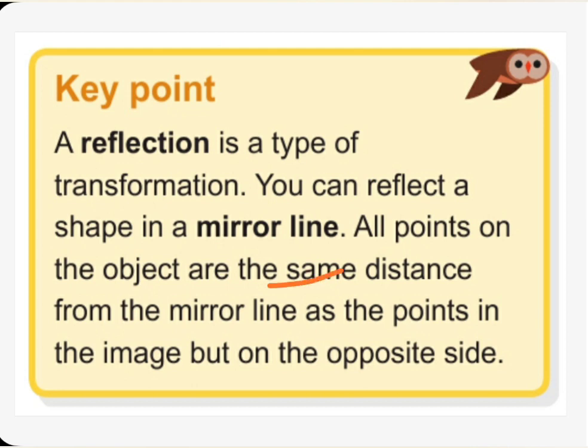If you have a mirror line and you know where the mirror line is, you're going to measure the distance between the points of the object and then draw the image at the same distance from the mirror. Now let me show you an example so you can understand this key point.